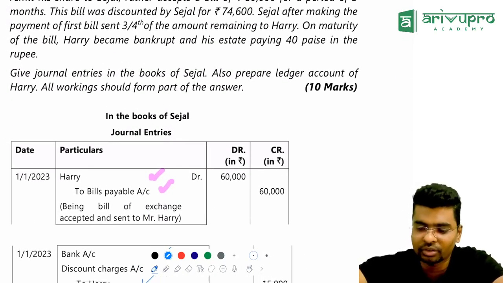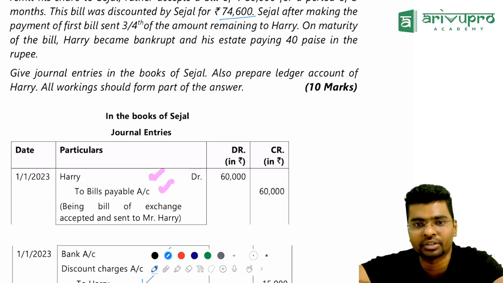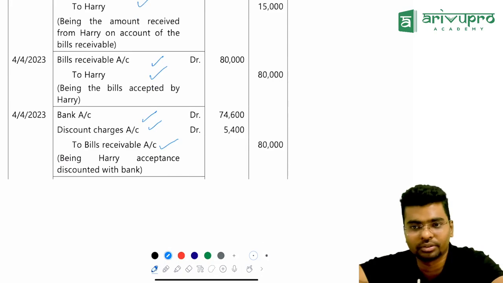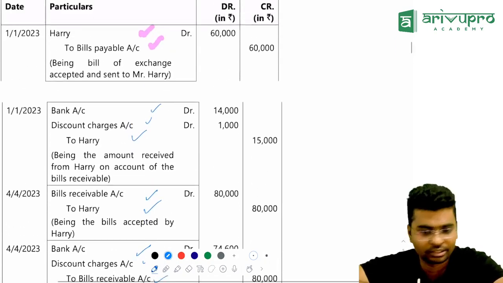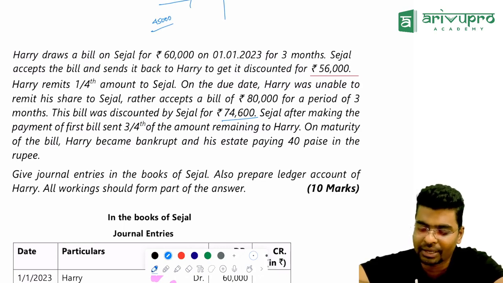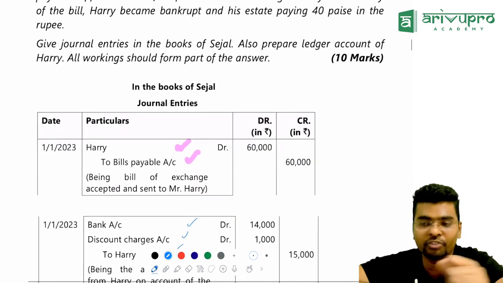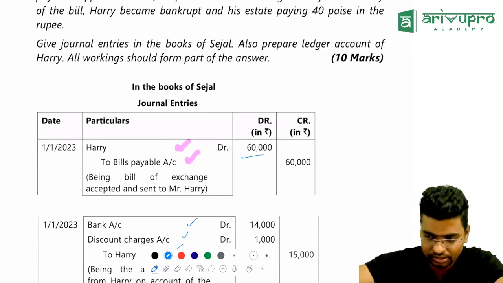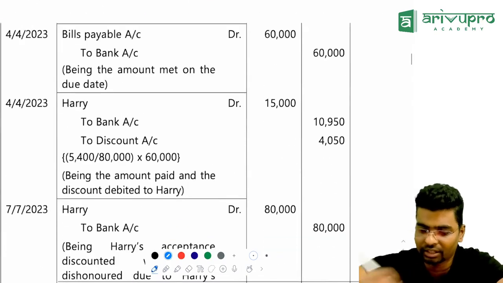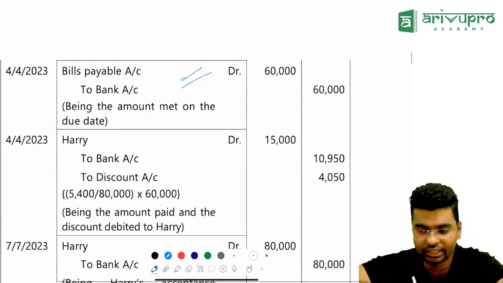Now, the bill was discounted for 74,600. What's the journal entry for bill discounting? Bank account, discount account. Right? Next one. Sejal, after making the payment for the first bill, how much was the amount for the first bill? 60,000. So what's the journal entry for making payment? Bills payable to bank account. Done.